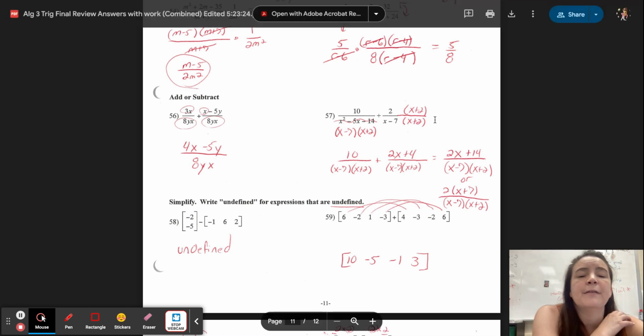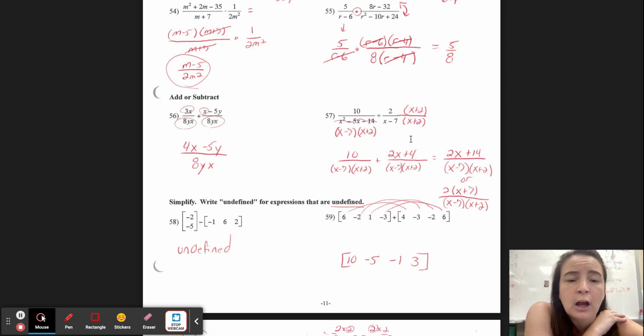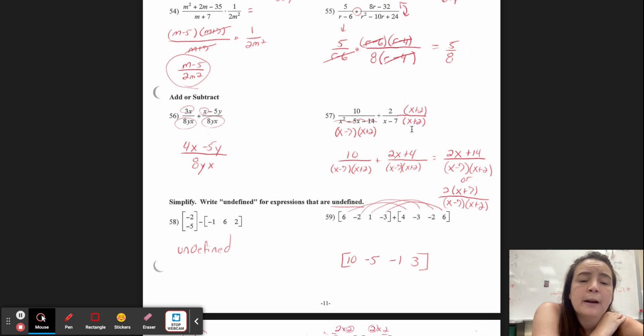For number 57, the denominators did not match, but I can make them match. If you see something in the denominator that can be factored, go ahead and do it. So you see me factoring this to be x minus 7 and x plus 2. Now, they both have an x minus 7, but this one did not have an x plus 2. But it's very easy for me to give it the x plus 2. Just to make it math legal, though, what I multiply on the bottom, I also have to multiply on the top to make it match.